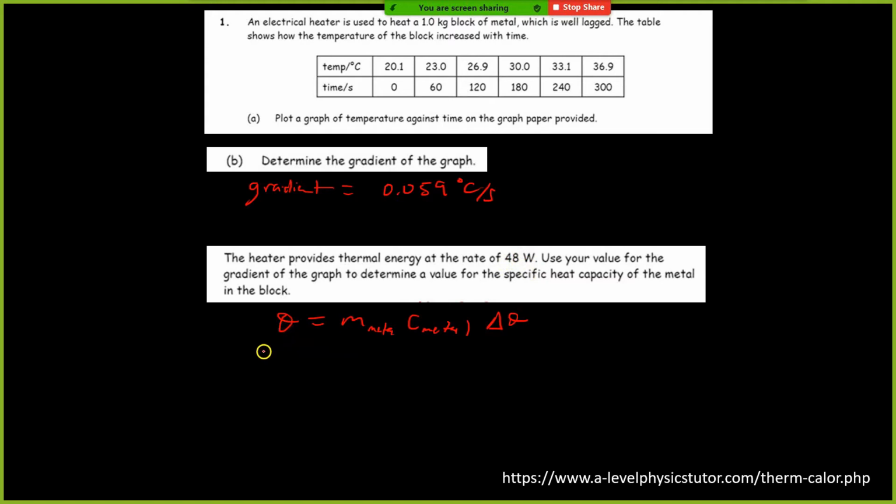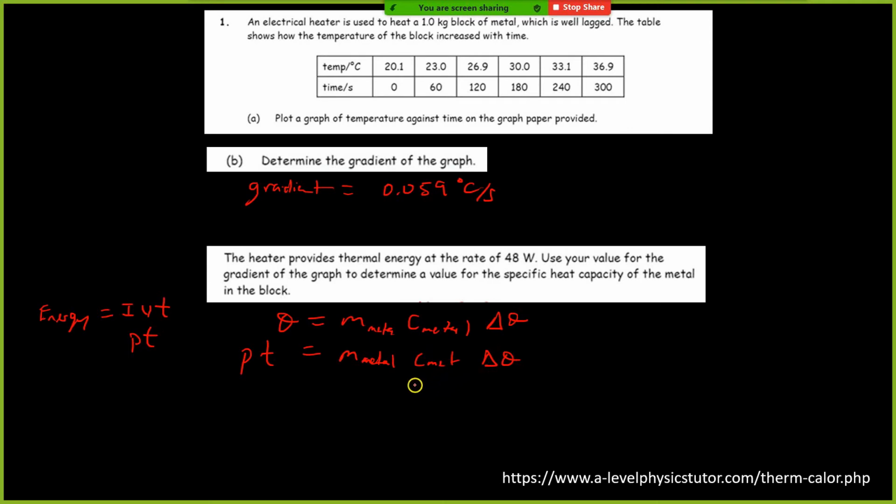But as it relates to Q, remember we said that Q is the energy. If we're dealing with the electrical method, energy is equal to I times V times T. I times V is what we call the power. So we could replace that to say that power times time is equal to the mass of the metal times the specific heat capacity of the metal, which I believe is what we're trying to find, times the change in temperature.